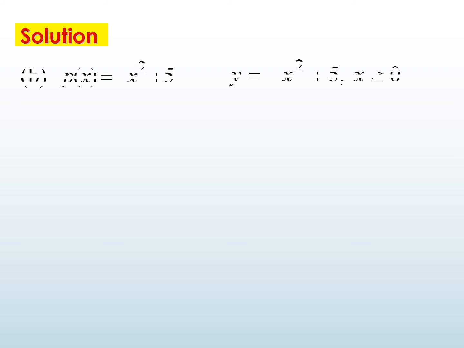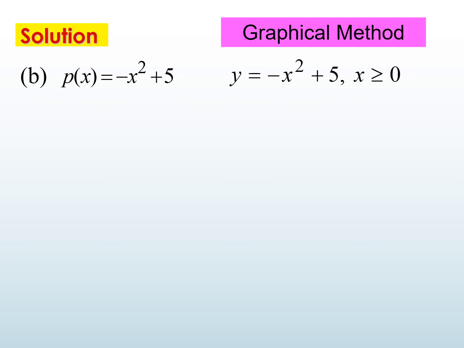Question B. The function is p(x) equals negative x squared plus 5 for x more than or equal to 0. So x more than or equal to 0 is the domain for p(x), that is, closed 0 to infinity. If you use the graphical method, you need to draw following the domain 0 to infinity, which means your graph is on the right side, the positive x side. So the graph should be like this.